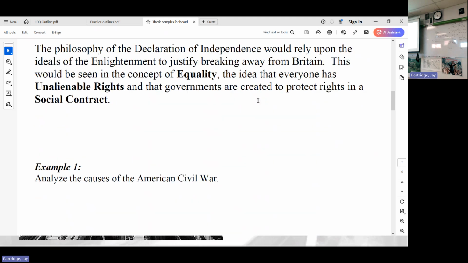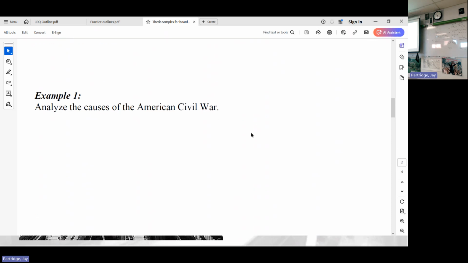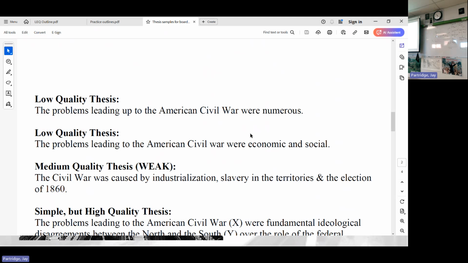Let's do another example. Analyze the causes of the Civil War. I think you guys are ready for this, correct? We watched The Cause. You guys should be ready. Let's give you a bad one. Here's a couple low quality ones. The problems leading up to the Civil War were numerous. Okay. I'll tell you what, if I would get either one of these two, my first thought's going to be, I'm going to get a bad essay. And I got to read this thing. Thank you for giving me a bad essay I have to read. How am I going to grade it?